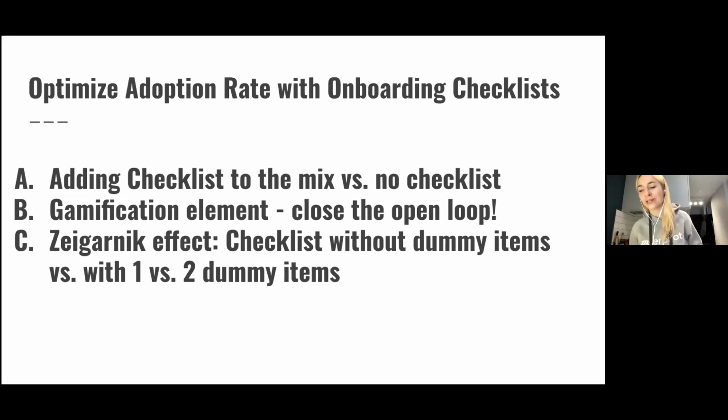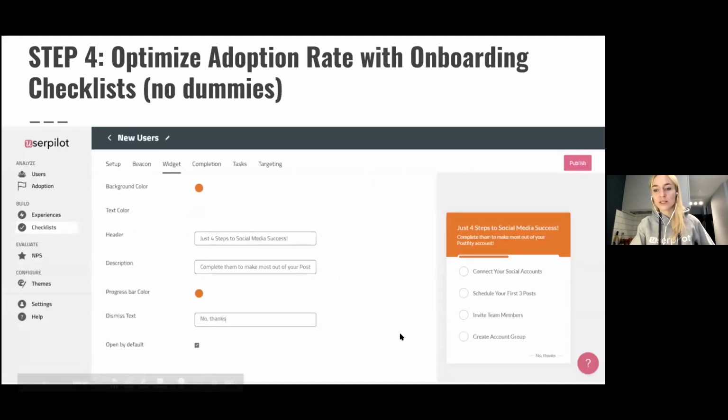I mean, we call it activation from our business perspective. For them, it's basically reaching their goal, right? And as we already know from our customer journey map, their goal is to start scheduling posts. So I will show you the results of an experiment that I did with a checklist with 2 dummy items versus no dummy items. So this is what an onboarding checklist looks like, right?